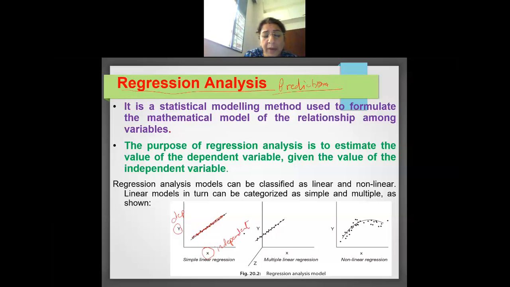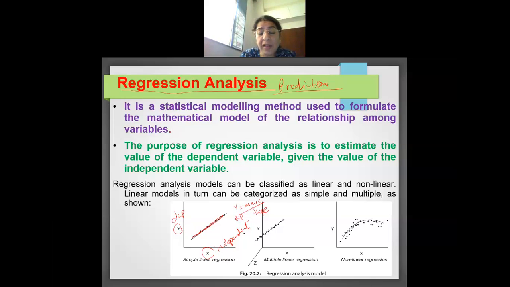So in simple linear regression, you are trying to fit a model, a line of the kind y = mx + c. For example, y is blood pressure and x is age. How blood pressure is getting affected because of age. X will be treated as age and y is your blood pressure variable.